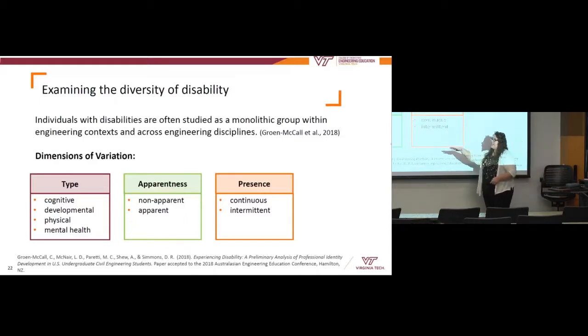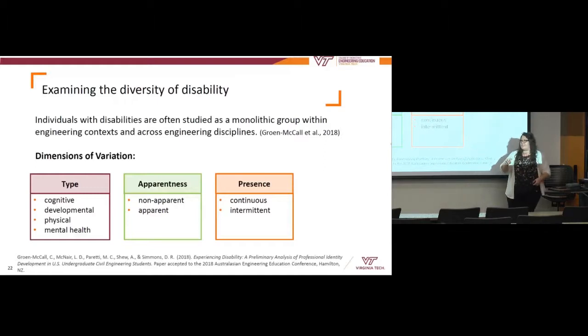So right now we're seeing diversity along primarily these three dimensions of type, whether it's cognitive, developmental, or mental health disabilities, and then also apparentness, whether you can see it or not, which you guys had mentioned, and then the presence. Is it continuous or intermittent?